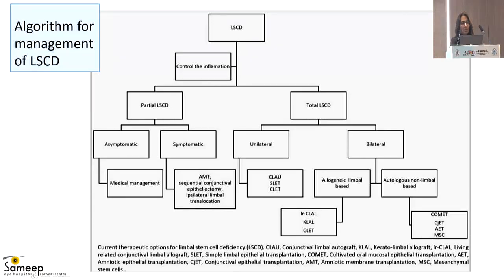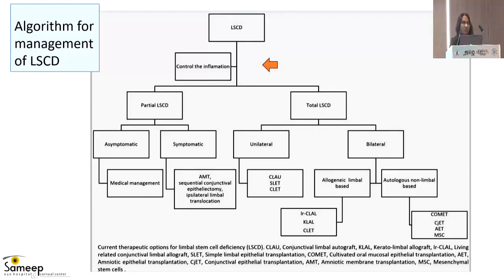If you look at this algorithm, the first and foremost part of treating limbal stem cell deficiency is controlling the inflammation of the ocular surface. That is very important to maintain the stem cells which are transplanted from the fellow eye or from the donor. So this is the most important part.